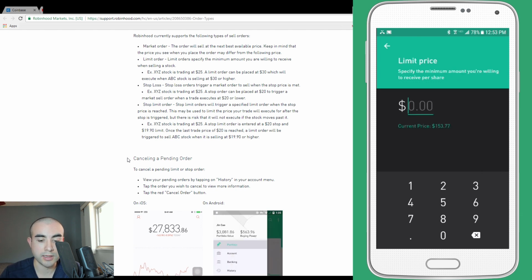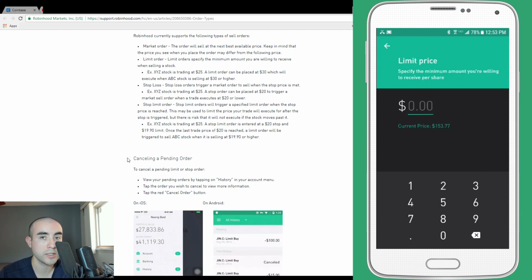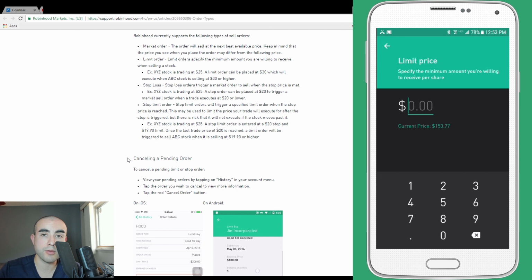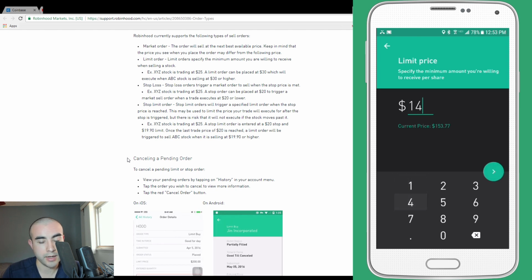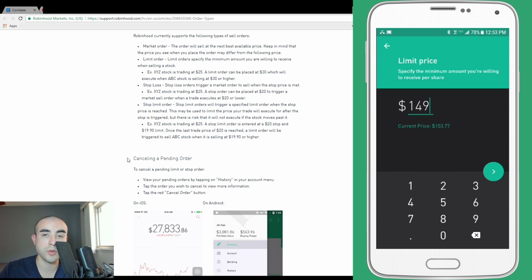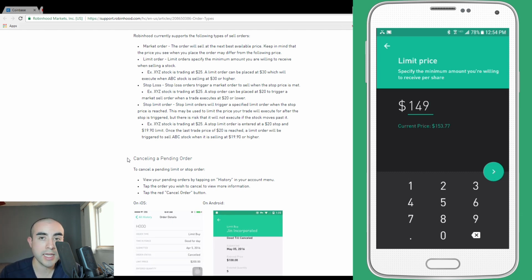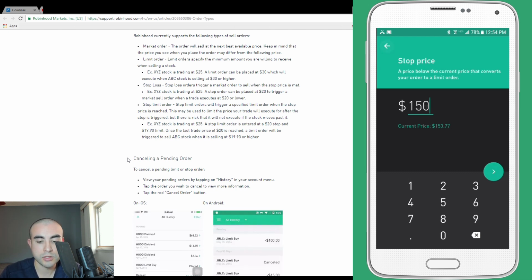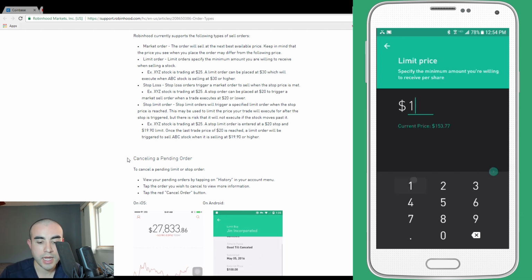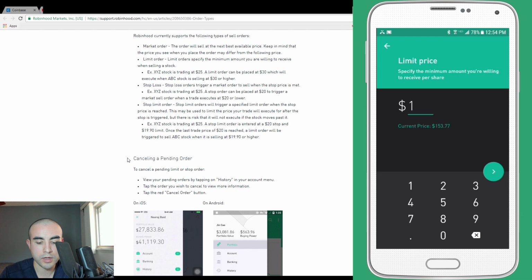Now it's asking me to enter a limit. Specify the minimum amount you're willing to receive per share. So if it drops down from 153 down to 150, I then want to sell it at a minimum of, I could say, 149. Basically this stop limit is kind of a combination of a stop loss and a limit order, the previous two sell order types. What I'm trying to say is, if this ETF at $153.77 drops to $150, I then want to execute a trade at no less than 149.